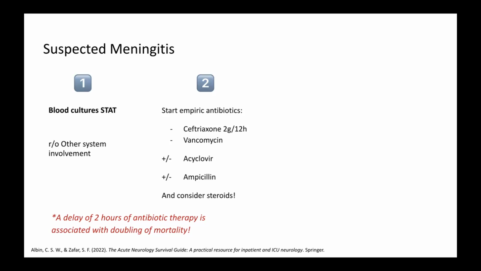And for patients that are immunocompromised, are older than 60 years of age, or have a history of alcohol consumption, starting ampicillin is also recommended. And the studies have shown that steroids are good to reduce mortality and also the complication of deafness for patients that have Streptococcus pneumoniae meningitis. However, because it is the most common etiology of meningitis, it's usually started as well with empiric therapy.